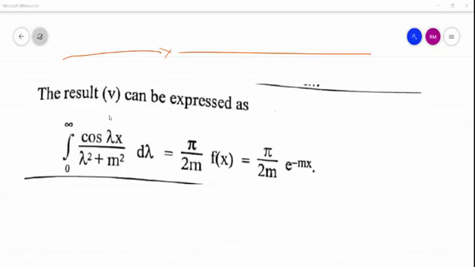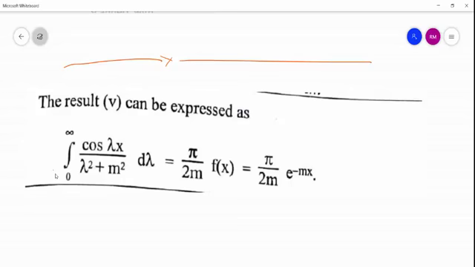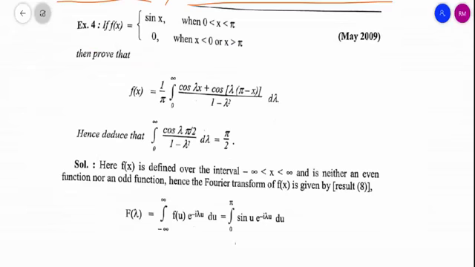That means the equation can be written as, on the left hand side, the integration from lambda equal to 0 to infinity of cos lambda x divided by lambda square plus m square d lambda, equal to pi upon 2m f of x. Substitute the value of f of x, and we get the required equality.